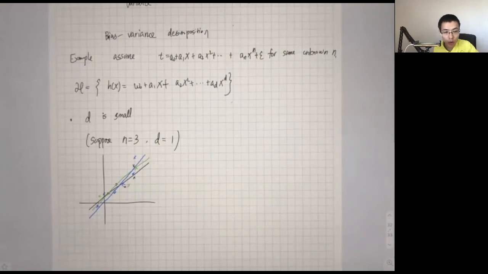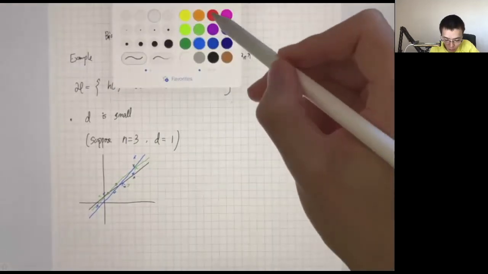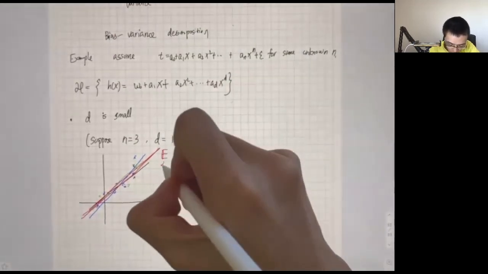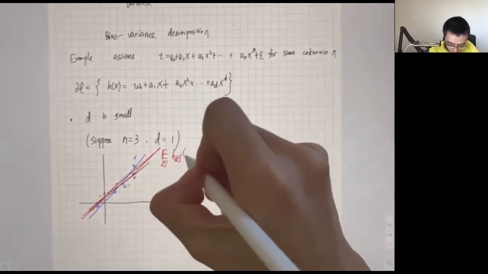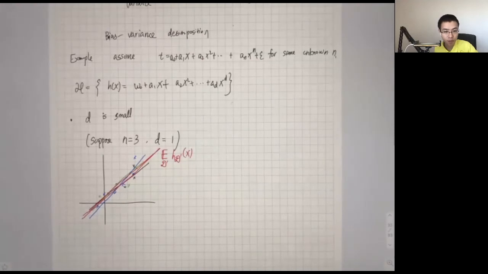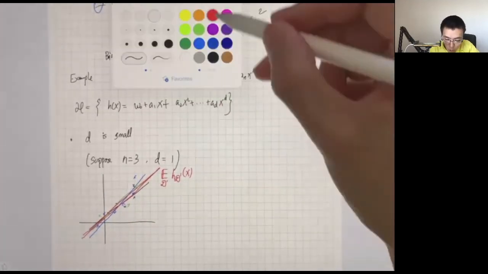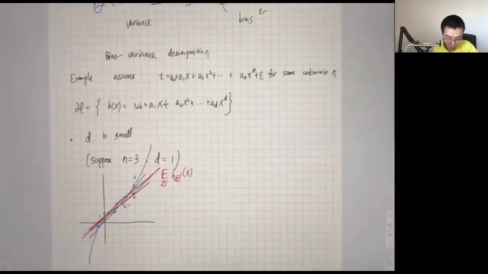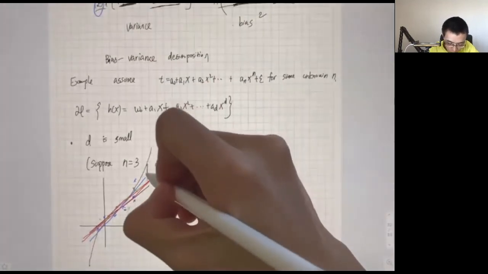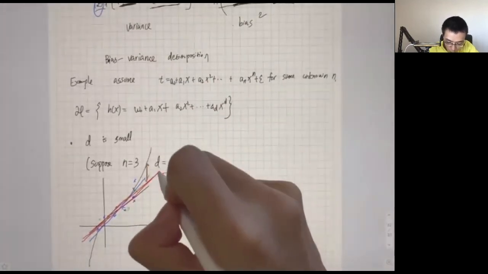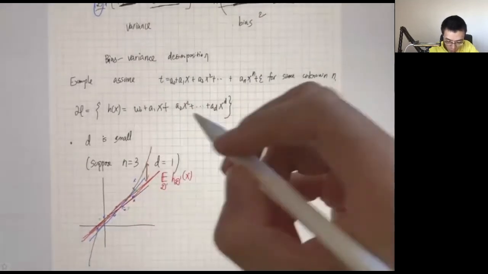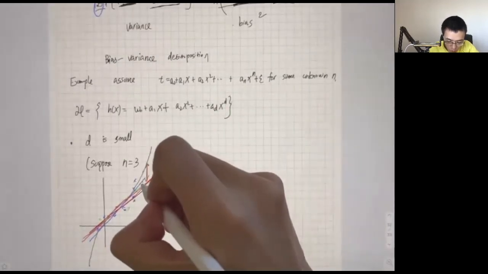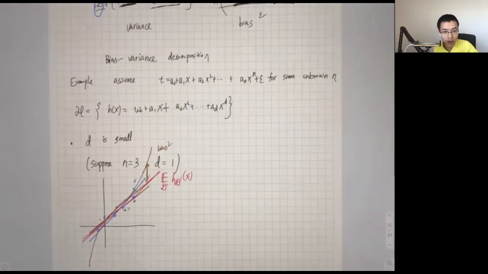So in general, the average of my hypothesis is maybe the red curve. So this curve is the average of my hypothesis class. And I know the true curve is this. The true curve, I just drew this curve. And the square difference between the red line and the brown curve is the bias square. And the spread of the colored lines around the red line is the variance.